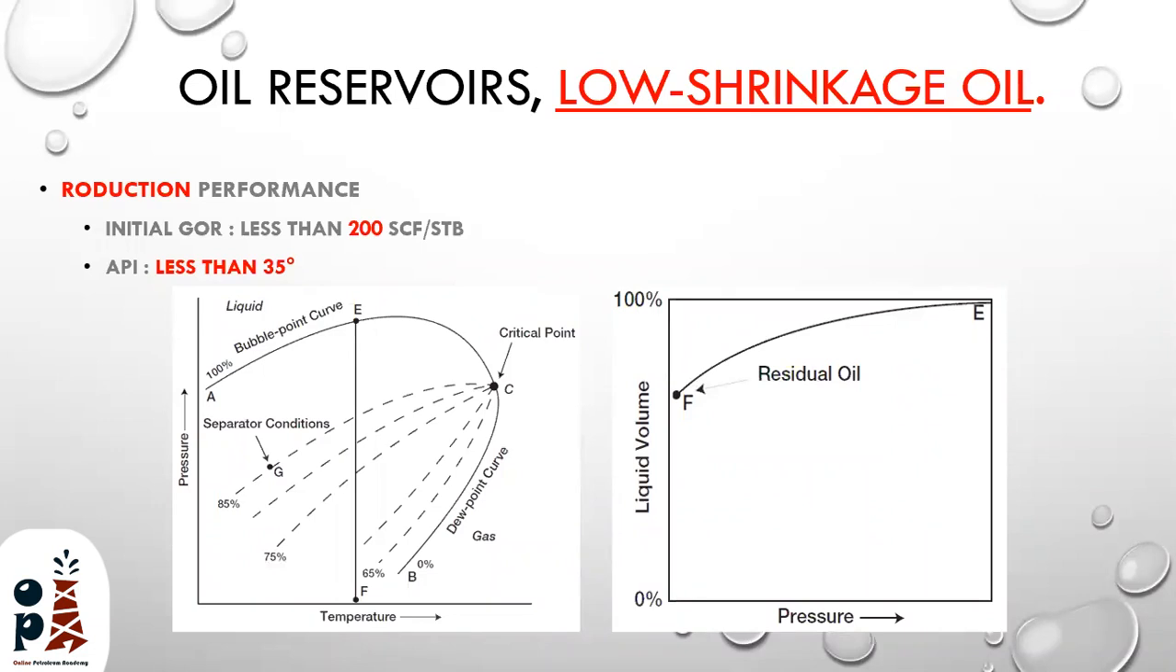For the journey of the oil from the reservoir through the well and to the surface, it loses some gas. For the low shrinkage oil, it has low gas to be lost to the system. So low shrinkage occurs for this type of reservoir flow.